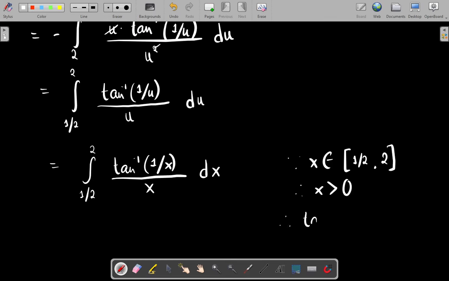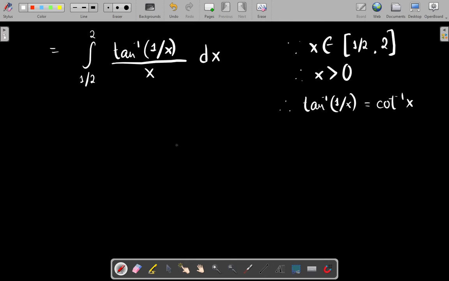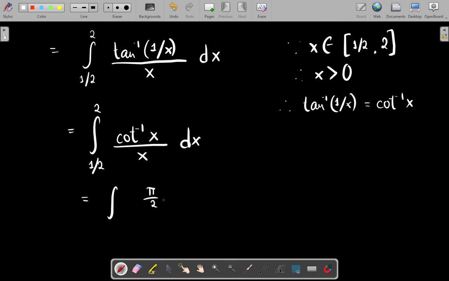Therefore x is greater than 0, and tan inverse 1 by x is equal to cot inverse x. So we can use this substitution here also. This changes to the integral of cot inverse x upon x dx as x goes from half to 2. And now, instead of cot inverse x, we can substitute pi by 2 minus tan inverse x, the entire thing divided by x, with the limit from half to 2.